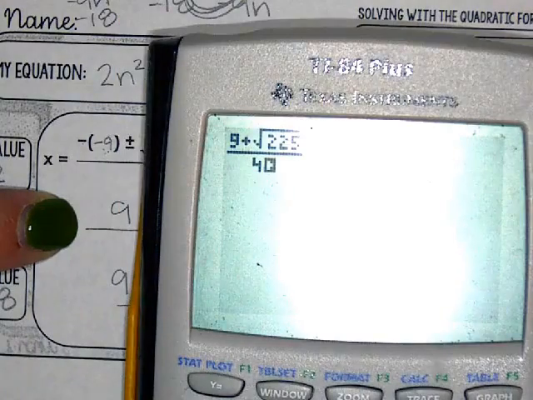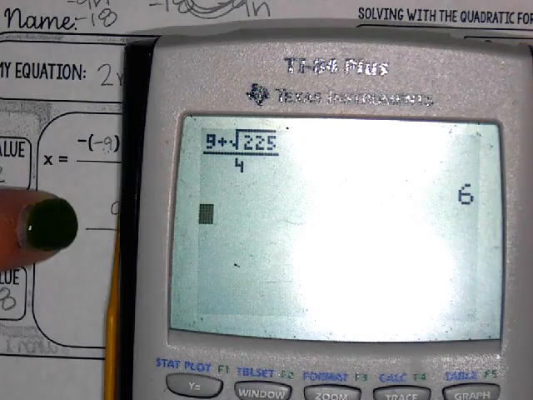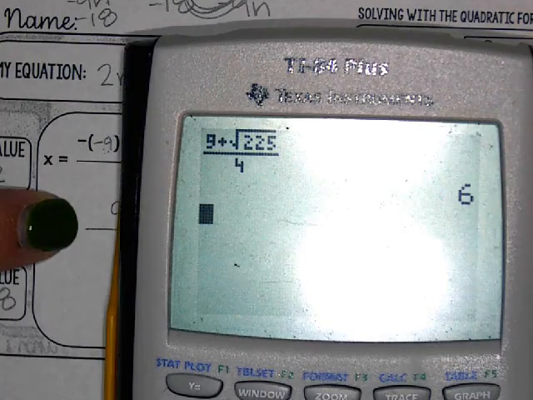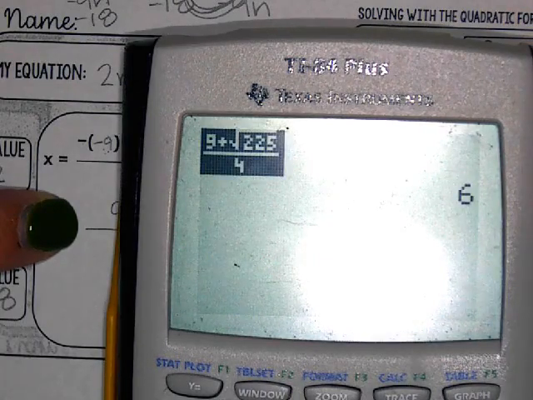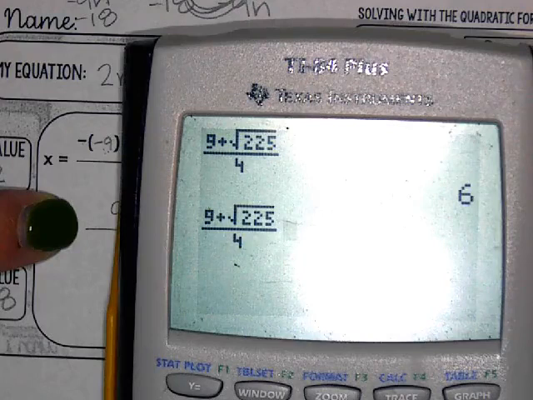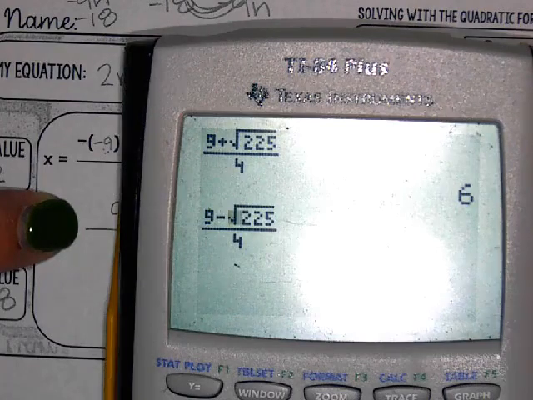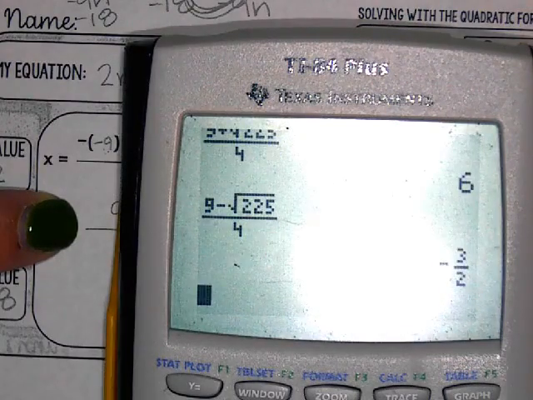So we have to do the two versions, the plus version and the minus version. So the plus version gives you 6. I don't feel like typing the whole thing again, so I'm just going to press my up arrow and go up and grab this. Make it so it's dark on there and press enter. And then I can use my back arrow to go back and change that plus to a minus. Negative 3/2.